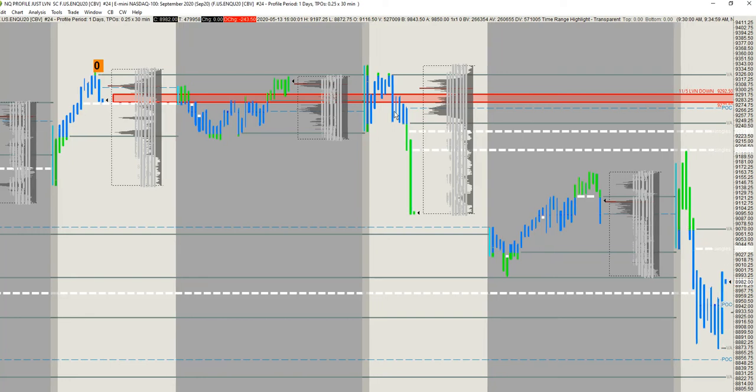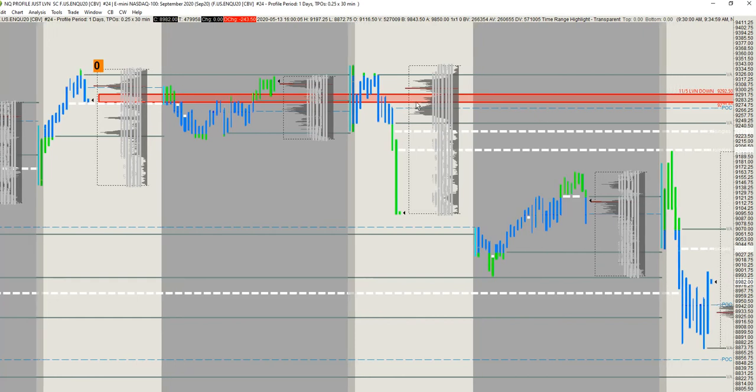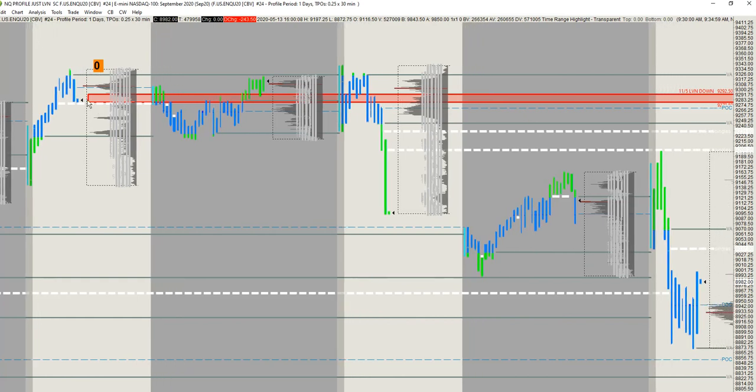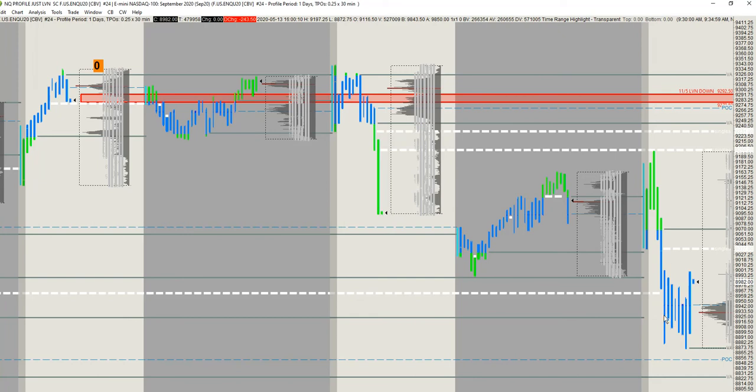However, I kept this zone just for, let's say, bias purposes. We have a low volume node here. Market closed around that, above that. Overnight we traded above it. We came in, we kind of filtered around it several times and rejected that area and closed below. The next day, value was much lower.